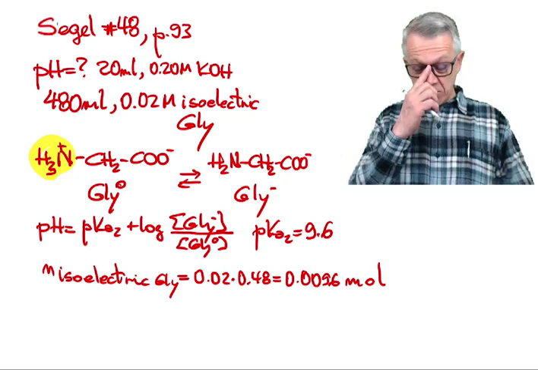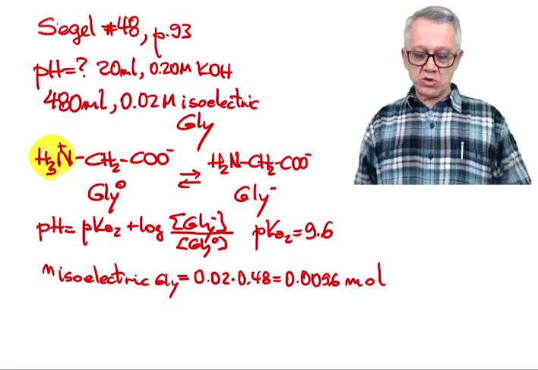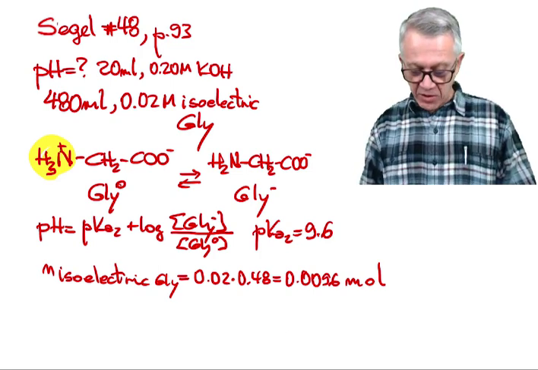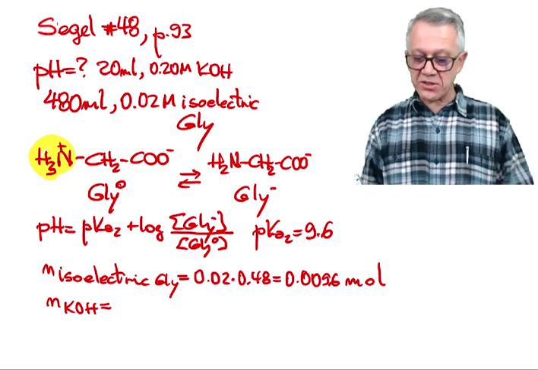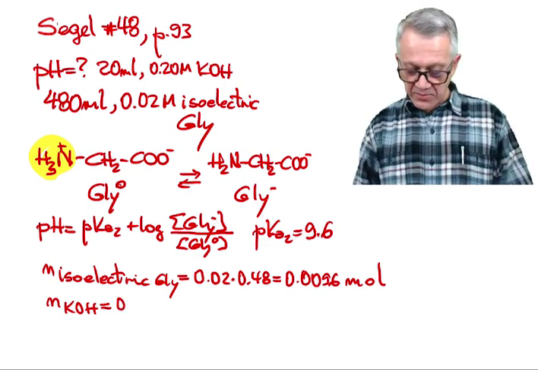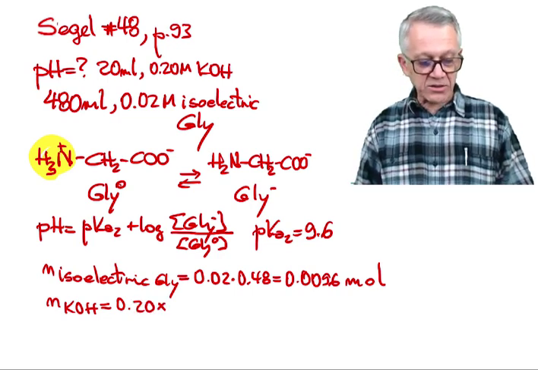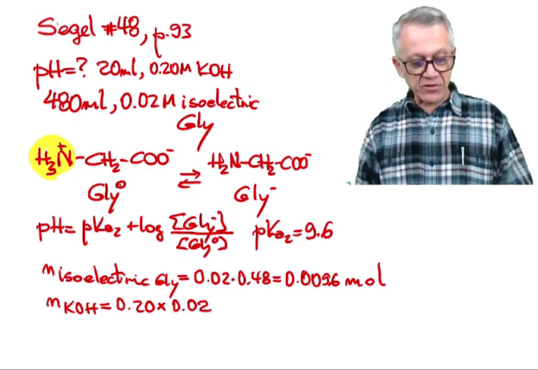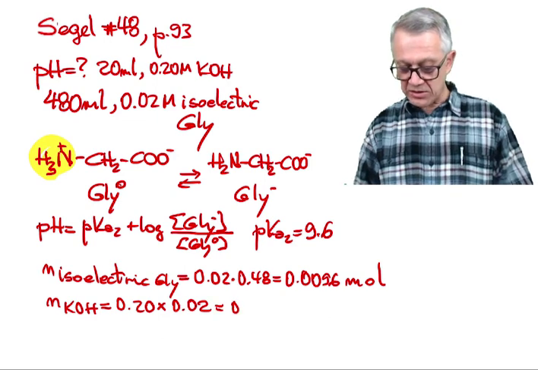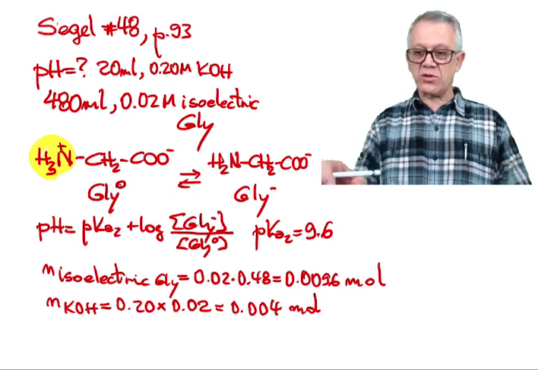Now, after we have that many moles, we add hydroxide. So how much did we add? The number of moles of sodium hydroxide that was added, or potassium hydroxide, better say, but the same principle. We can calculate that based on the molarity, 0.20, times the volume in liters, 0.02 liters. Therefore, we have 0.004 moles of potassium hydroxide added.